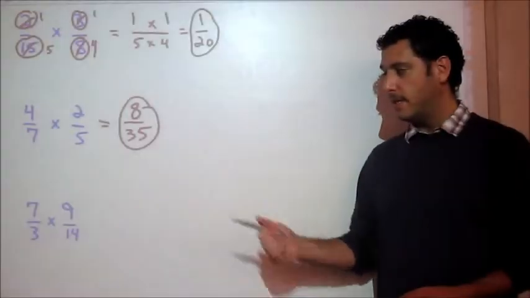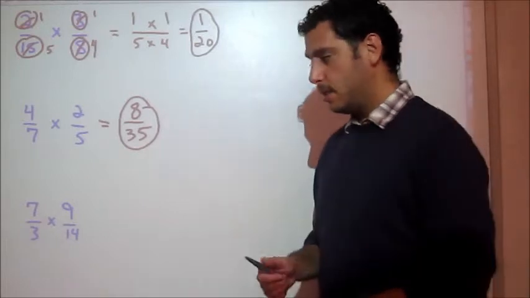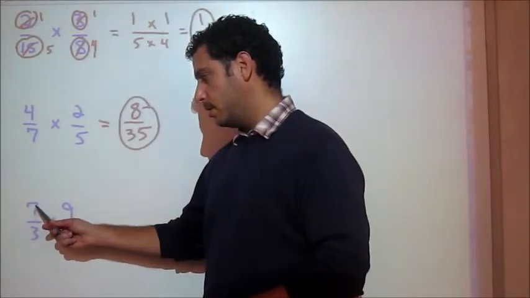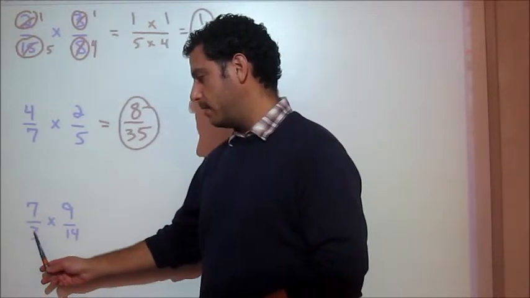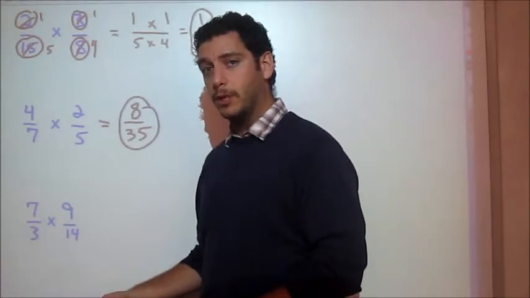Now, how about 7/3 times 9/14? In this case, there are some common factors. The number 7 is a common factor of both 7 and 14, and the number 3 is a common factor of the number 3 and 9. So in this case, we could simplify before we multiplied.